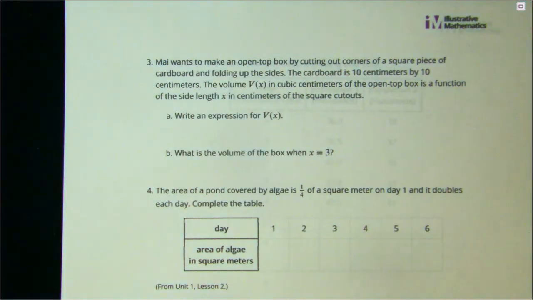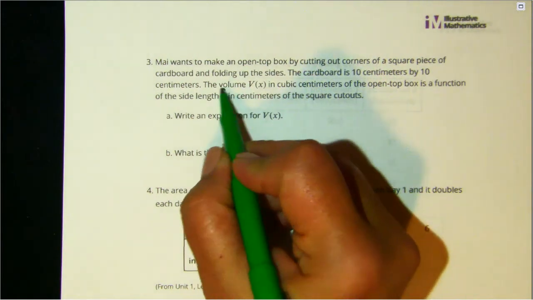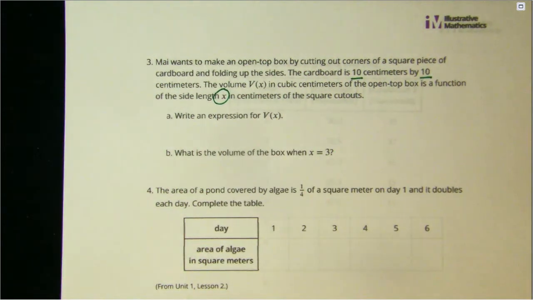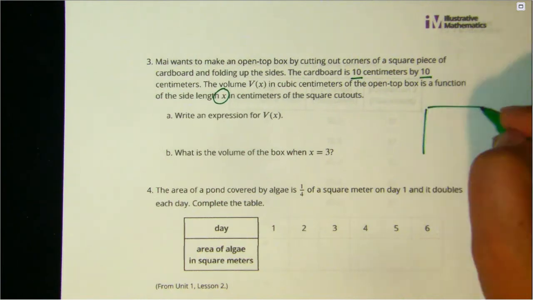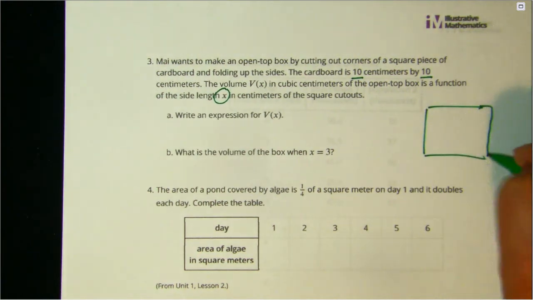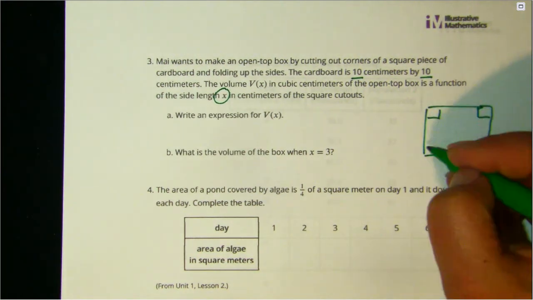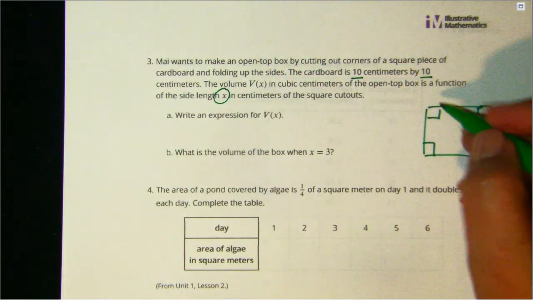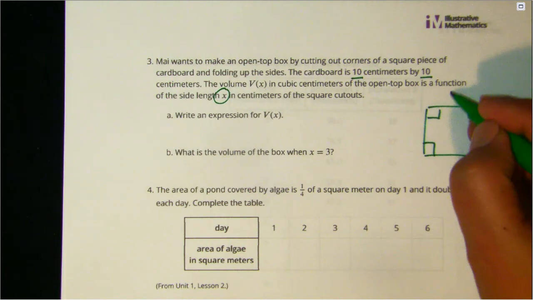The volume V of x in cubic centimeters of the open top box is a function of the side length x in centimeters of the cutouts. That's the cutout. Here's how big the paper is. You're going to keep getting this question asked all unit. So it's helpful to understand, right? Imagine here's your paper, 10 by 10. Every time, however big this is, you're going to take away 2 of those from each dimension.